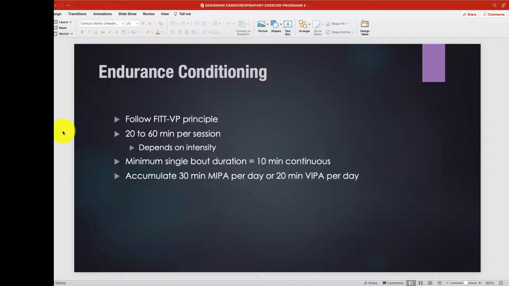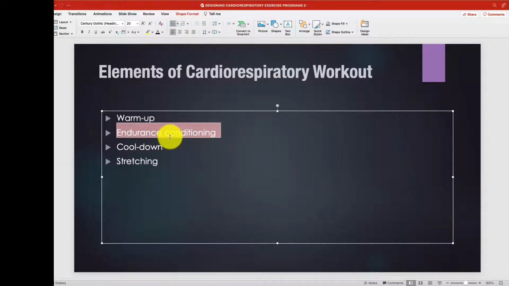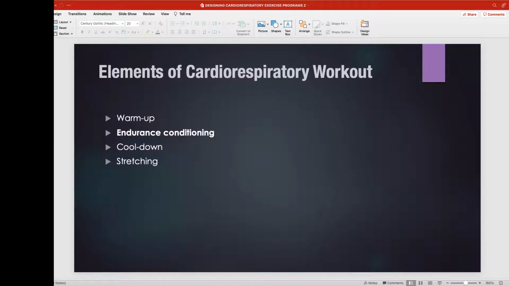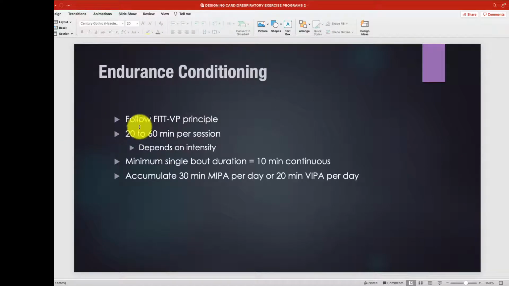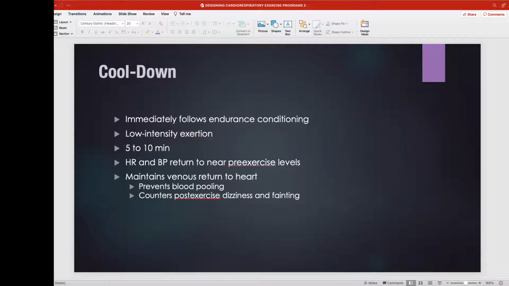So when we're talking about the endurance conditioning part, right? So we're talking about this part now. Boom, I'm going to highlight it. Here's what we have to consider. We are going to follow the FITT-VP principle. Here it is, FITT-VP. And I'm going to go over all these things with you in lots of detail so you have plenty of reference to it.